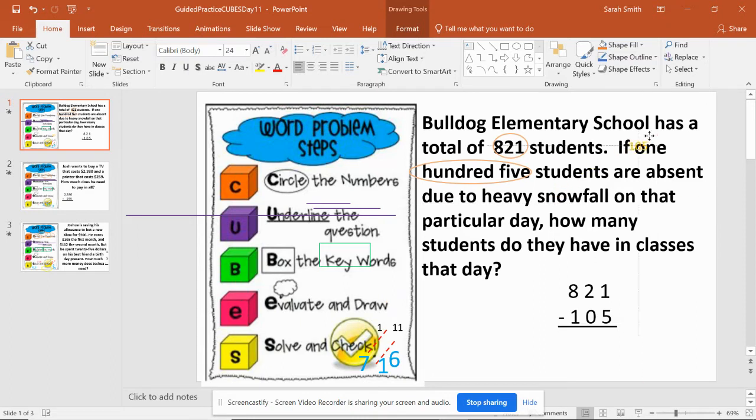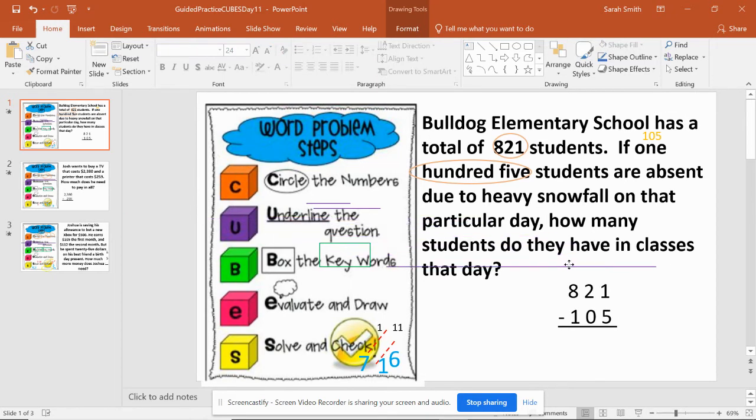So I'm going to do that. This is the number 105. So I'm just going to put it above the 1 here. But that's what it's talking about. So the 105 students are absent, so that means they're not there. They're not there because of the heavy snowfall. And how many students do they have in classes that day? So we know it's subtraction because there's students that are gone, therefore it's taking it away. So that's something to think about.